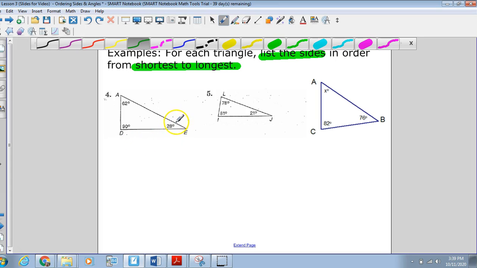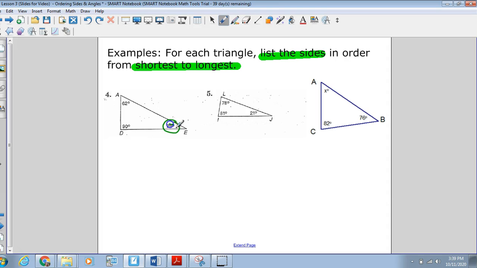All right, so smallest angle right here is 28. This is our smallest. It's across from that. Side AD is our smallest side. And our medium angle is 62 degrees. That's medium. So across from this side, DE is our medium side. And our largest angle is the 90 degrees right here. So across from that, side AE is our largest side.